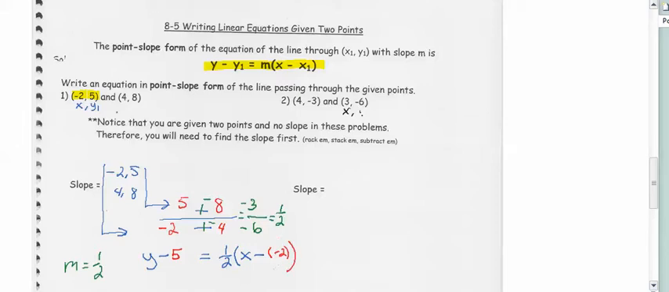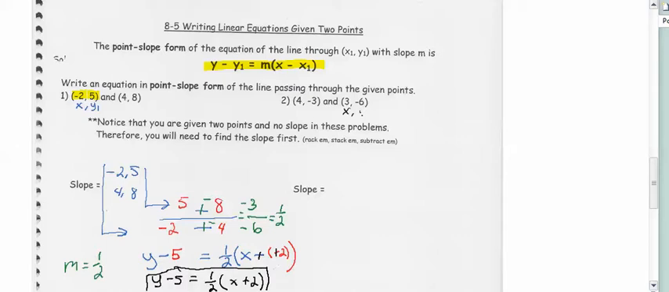One more step. I'm going to go ahead and keep y minus 5. I've got 1/2 as my slope. I keep the x, and then I got 2 negatives to make a positive. So here is my equation in point-slope form.